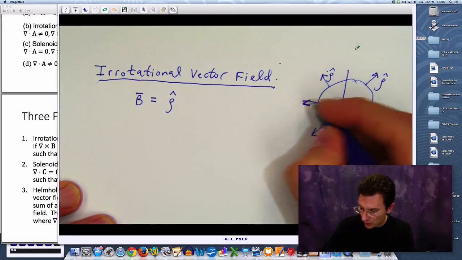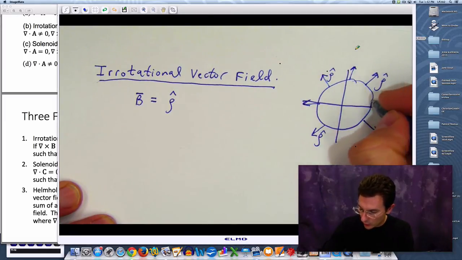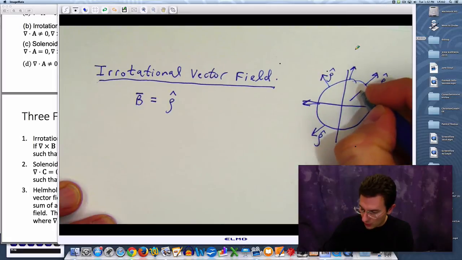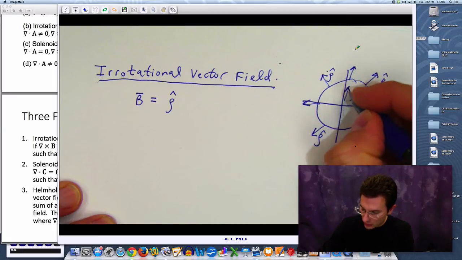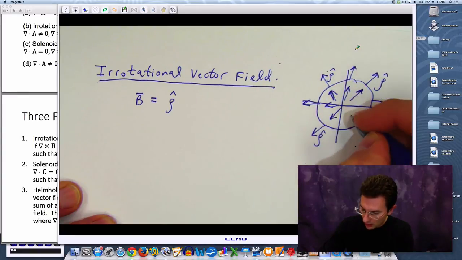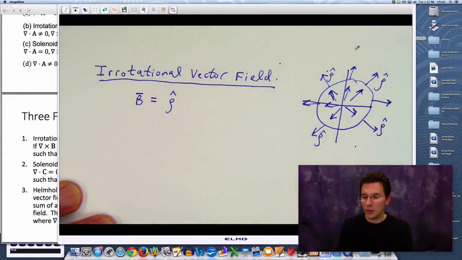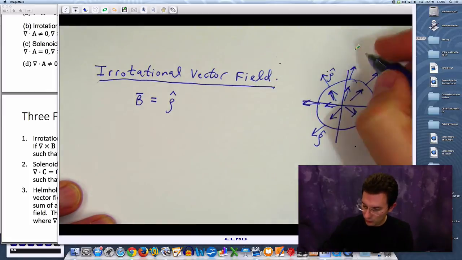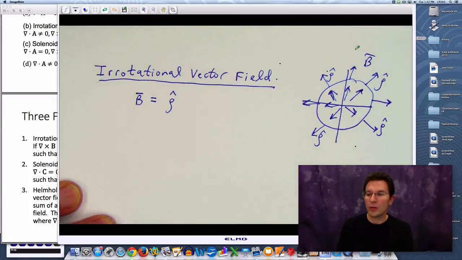So basically, that's what this B field looks like. It always points straight out, no matter where you are, and the magnitude is always the same. Okay, the magnitude isn't changing. The vector field B is always just pointing radially out, just like that.